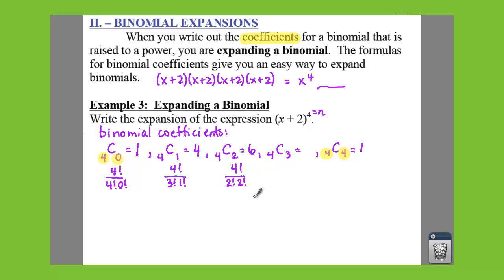If you have a 4 C sub 3, this becomes a 1 factorial times a 3 factorial. Oh hey, what do you notice about these two right here? They are probably going to end up being the same. And they are. So you end up getting a 4 right here.